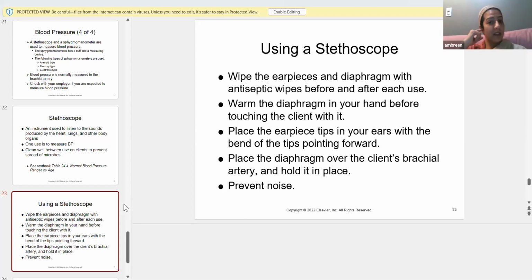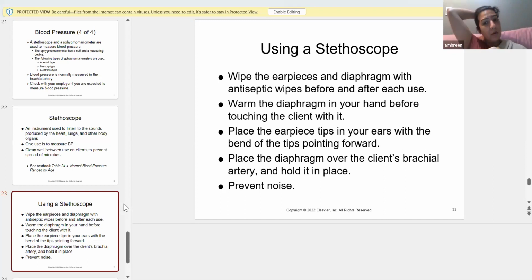Place the earpiece tips in your ears with the bend of the tips pointed forwards. Again, if you ever try it, the bend should be facing forward, outside. If you put it inside, you will not be able to hear anything. Okay?